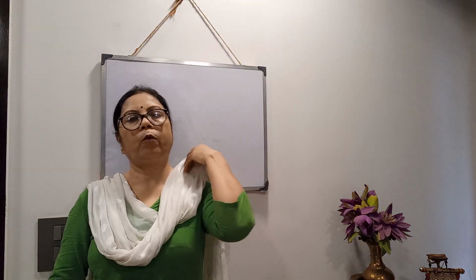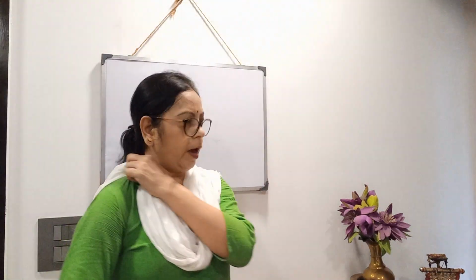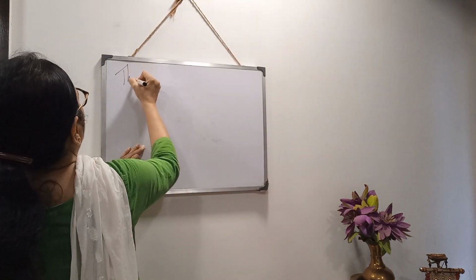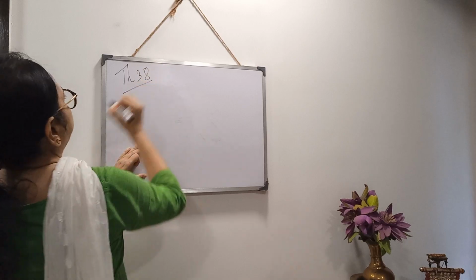We have to prove theorem number 38. The opposite angles of a cyclic quadrilateral are supplementary. What do you mean by supplementary? Supplementary means when the sum of two angles is 180 degrees. Clear? So we have to prove this. So first I am drawing theorem number 38. This is also an important theorem.